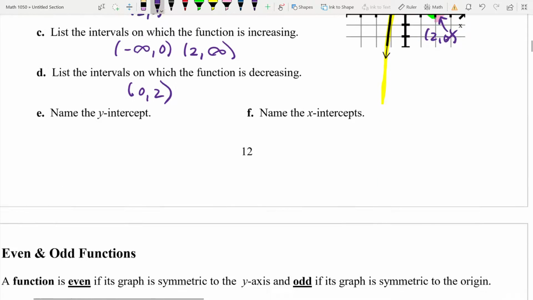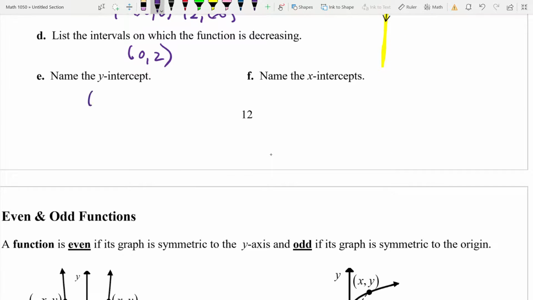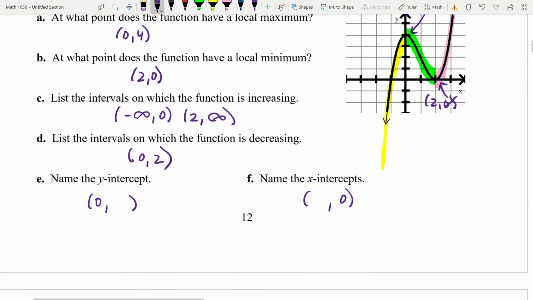You guys, please remember that you have to write y-intercepts as an ordered pair. The other variable is 0. The x-intercepts, ordered pair. The other variable is 0. So just look at the graph. Where does it cross the y-axis? That would be (0, 4). X-intercepts, you have (-1, 0), and you also have (2, 0), and that's it.